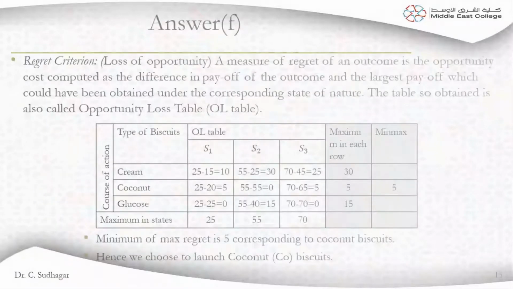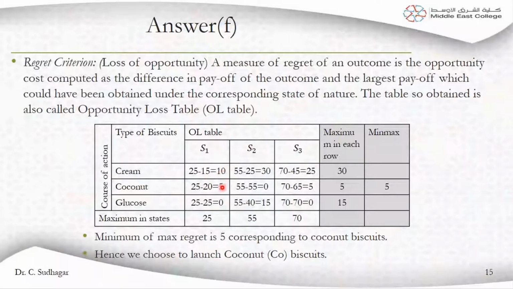Once you have this, you have the answers 10, 5, 0, 30, 0, 15, 25, 5, 0. These are the values we are getting. Now out of all these values, you choose the maximum value. First here the maximum value is 30, here the maximum value is 5, and here the maximum value is 15. Out of these maximum values, you apply the minimum criterion, so we reduce the possible loss of opportunity. That's why finally we find the minimum. So 30, 5, 15: what is the minimum value here? 5 is the minimum value.